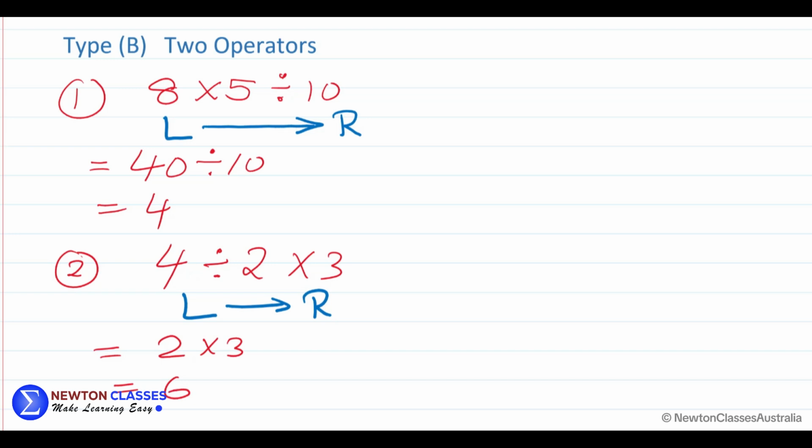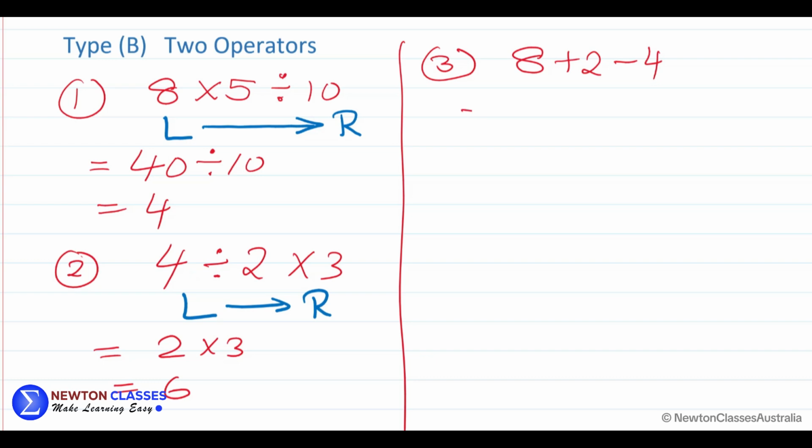So let's take one more example. Let's say I have plus and minus. So 8 plus 2. We need to do that first because we go from left to right. 8 plus 2 is 10, minus 4. Now that's 6 here.